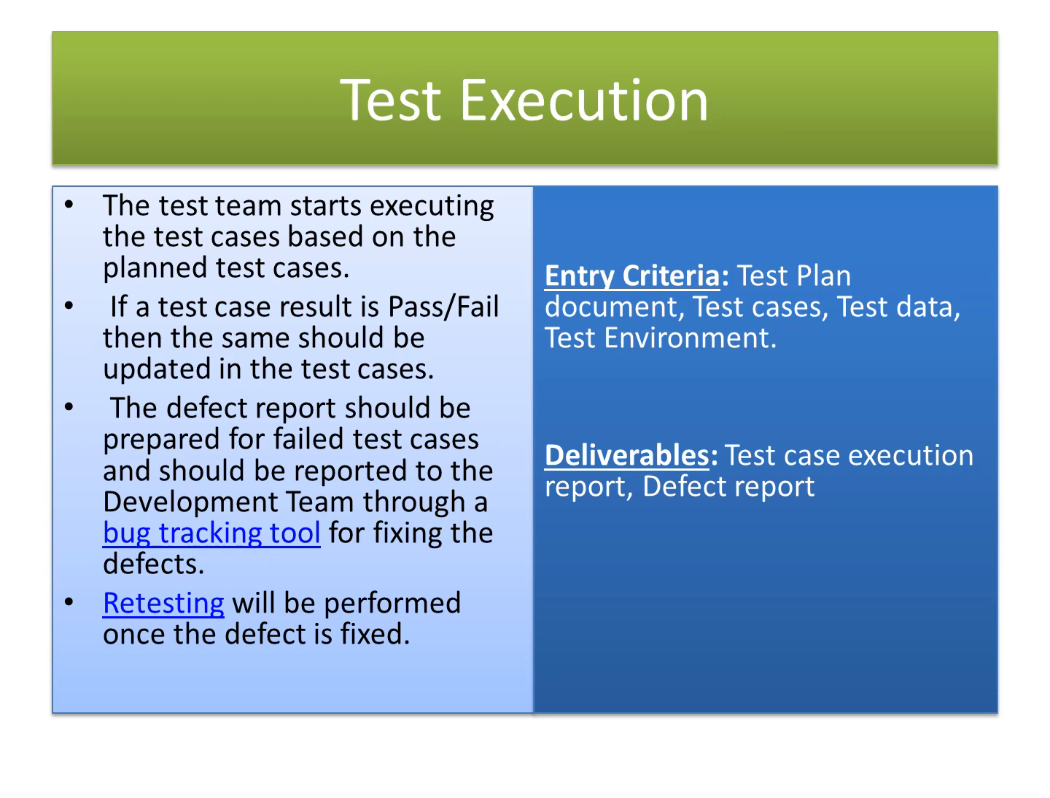The defect report should be prepared for failed test cases and should be reported to the development team through a bug tracking tool or defect tracking tool for fixing the issues. Once the developer goes through the issues and fixes them, we have to retest. Retesting will be performed once the defect is fixed.